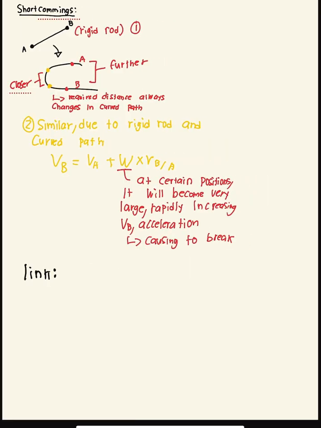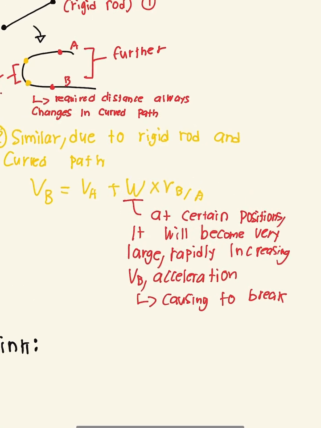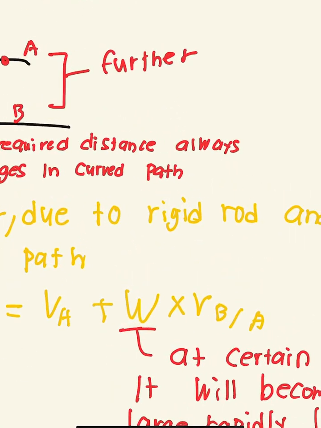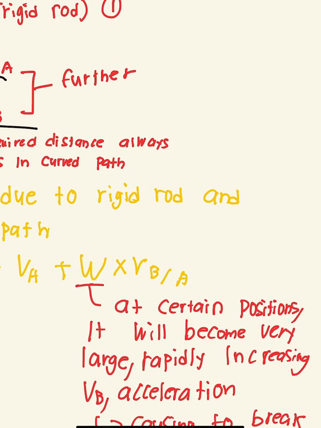Now, obviously, there are some challenges with the design. The first one being that the rod is a form of rigid body, which cannot be bent or change its form. That is a problem because at different points, the distance between A and B is going to change, and the required distance is also going to change for the rod, and the rod cannot be bent or curved in any form.